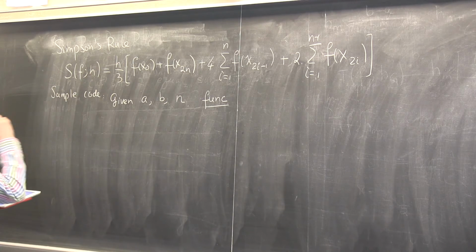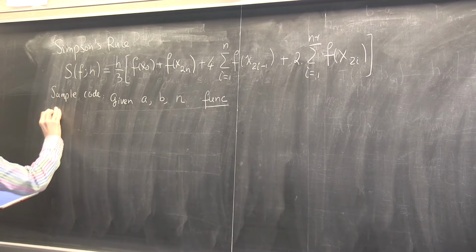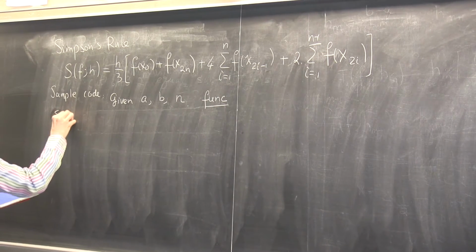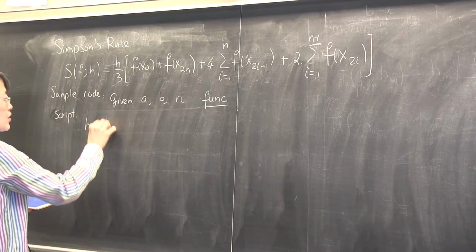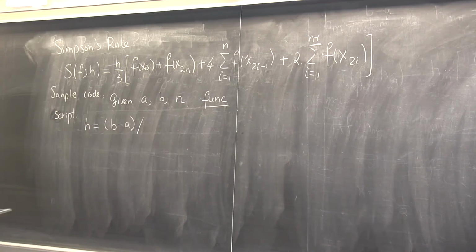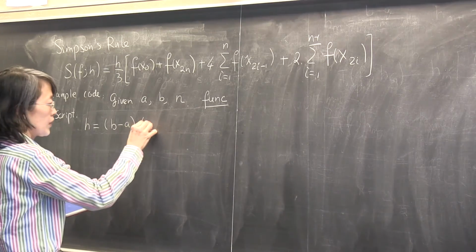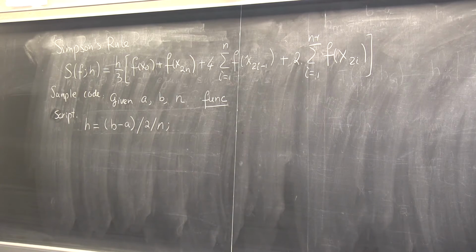So you see I need the h, so let's first compute the h. So here's your script. Write it as a script right now. So h is, by definition, b minus a divided by 2n. Is that right? So divided by 2 divided by n, whichever way you want. You can put a bracket and say 2 times n.